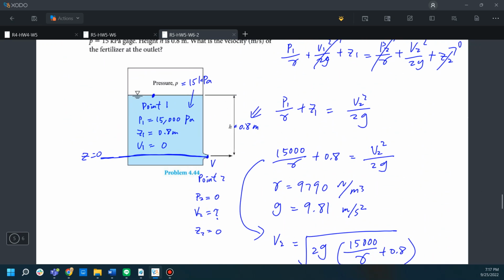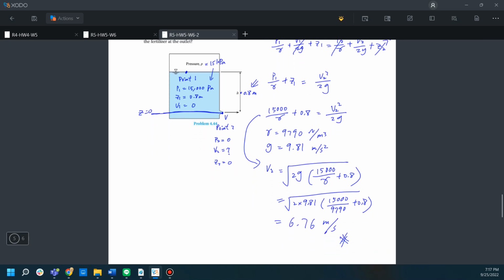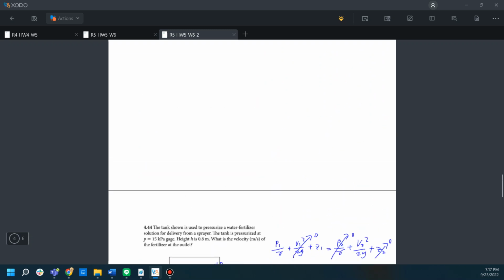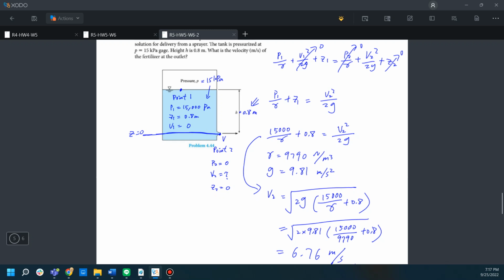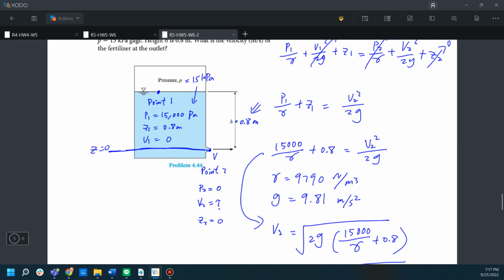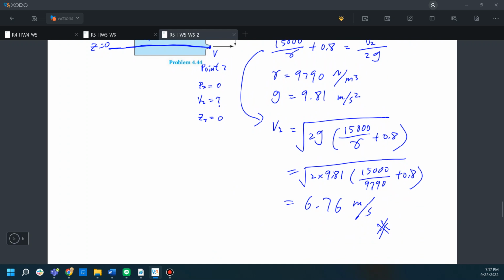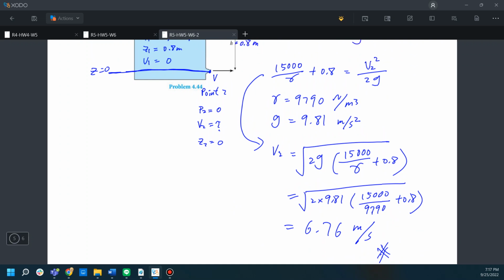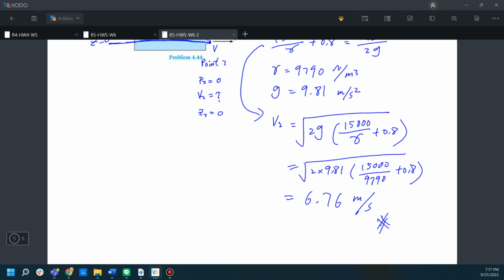So the entire problem solving logic is the same as the previous problem. You apply the Bernoulli equation, you define point 1 and point 2, and you identify the corresponding information for these 2 points, and then use them to simplify the Bernoulli equation, and you should be able to find the variable that you want to solve. And in this case, it is the velocity at the outlet. Okay.